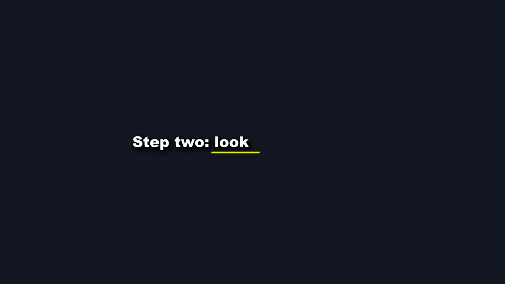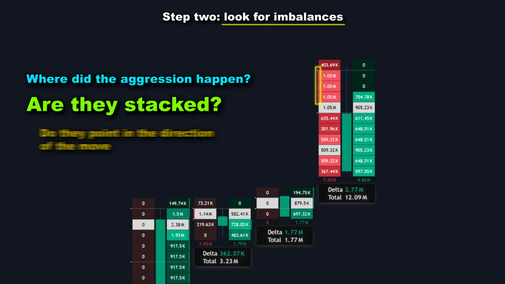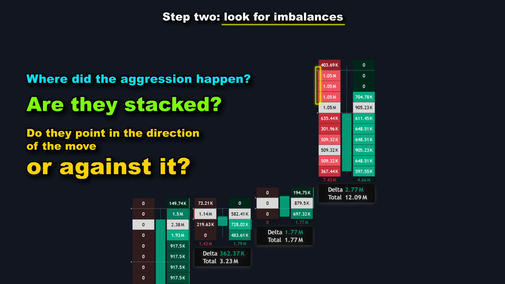Step 2. Look for imbalances. Where did the aggression happen? Are they stacked? Do they point in the direction of the move or against it?